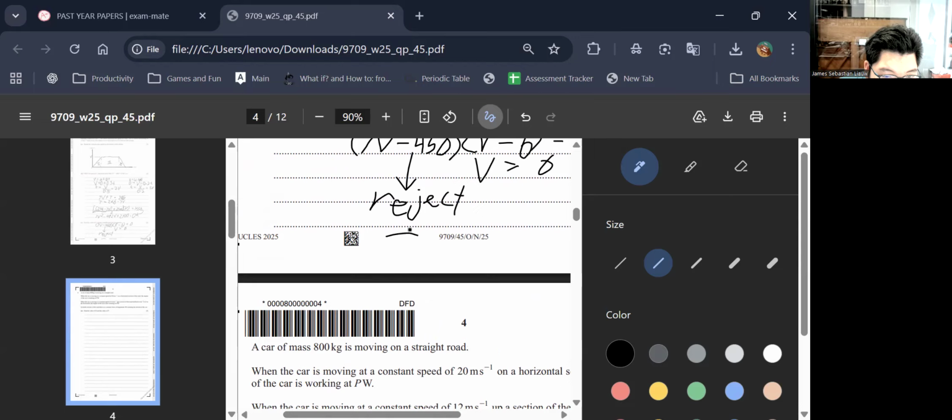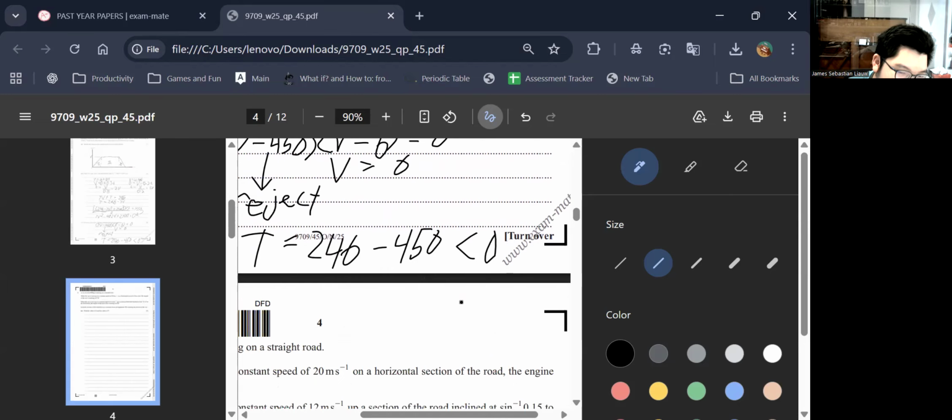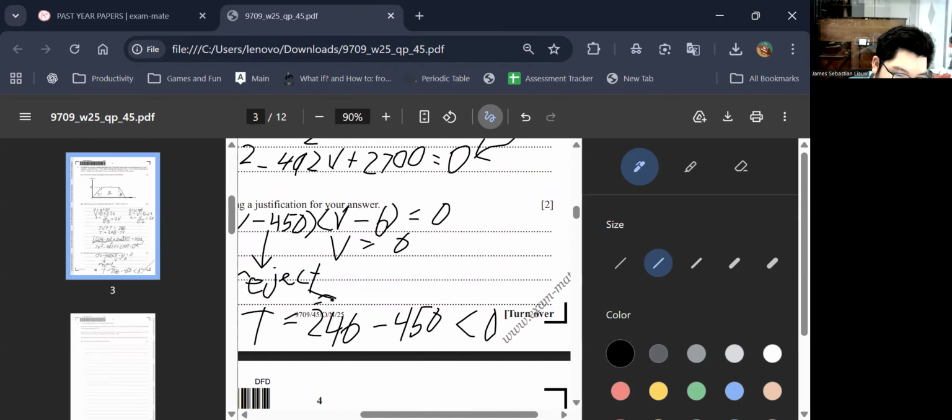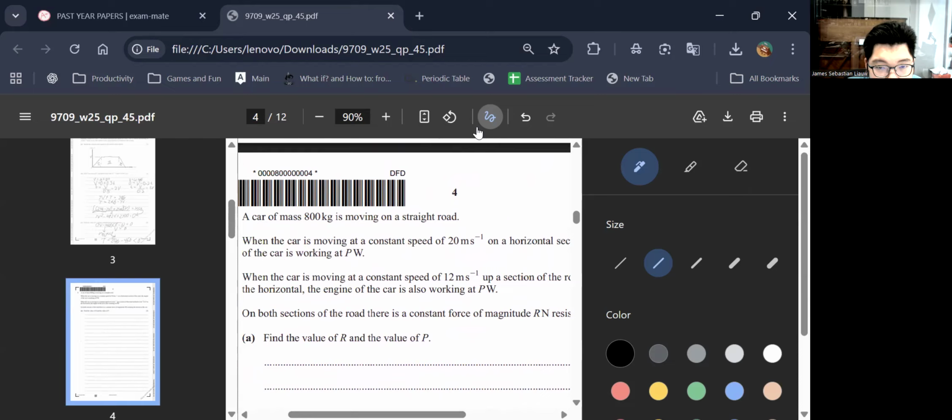Substituting this into your expression for t would yield 246 minus 7 times this, which is minus 450. The solution would be 450 over 7, right? Instead of 450, this is less than 0, and time cannot be less than 0. That is why we would reject that solution. Okay, moving on.